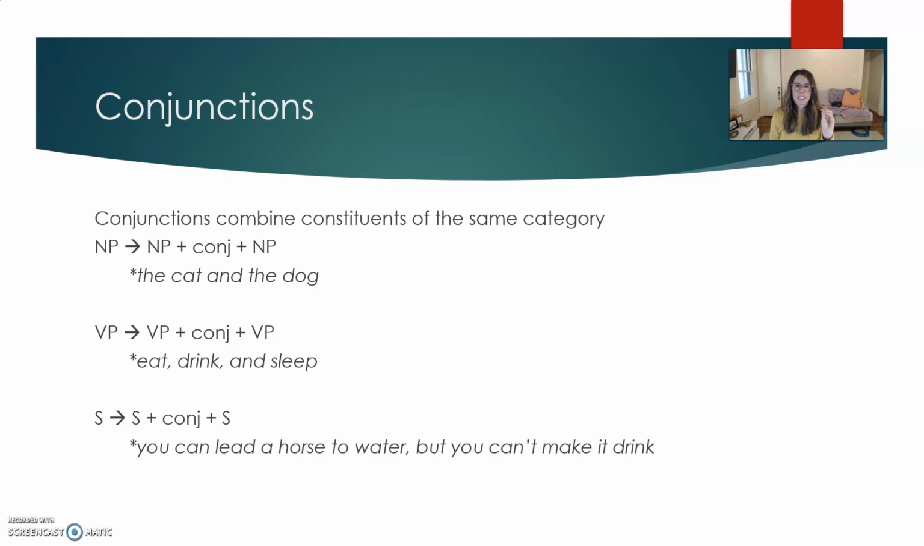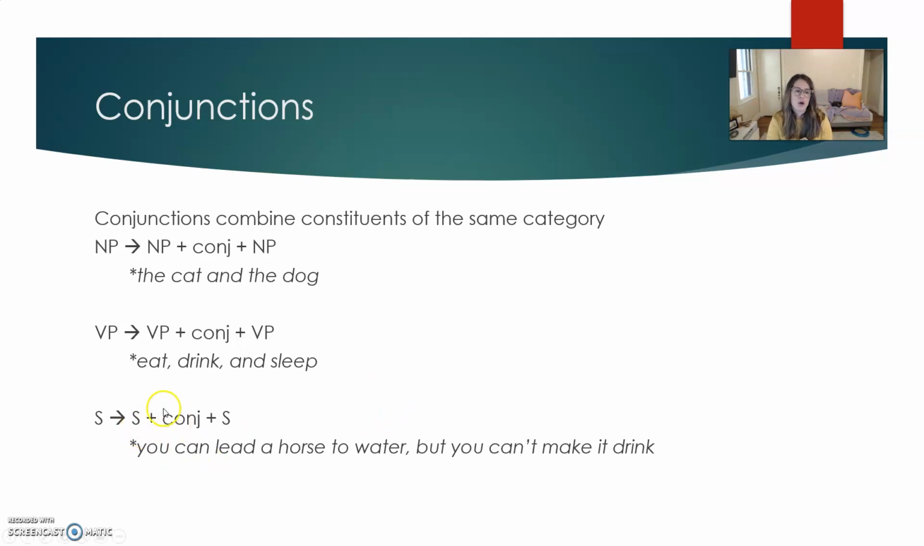We use conjunctions, our words like and, but, so, and because. We use conjunctions to combine constituents of the same category. So we can combine noun phrases: the cat and the dog. Our conjunction is and, then we have two noun phrases. We can combine verb phrases. So basically they just have to be two of the same type, okay? Eat and drink, or eat, drink, or sleep, something like that.